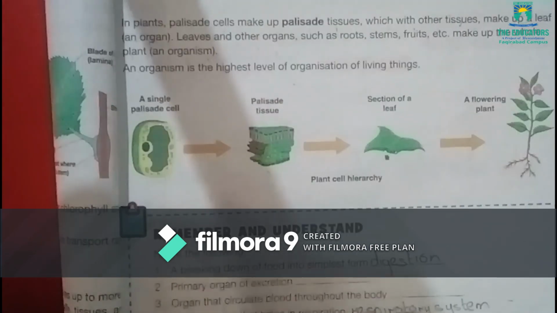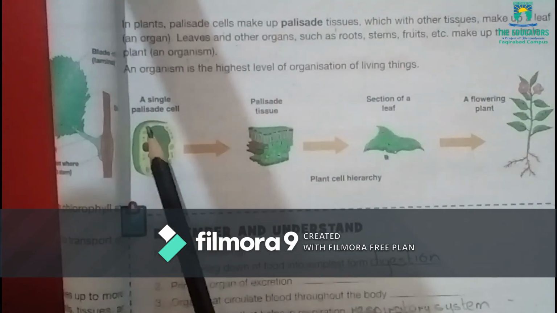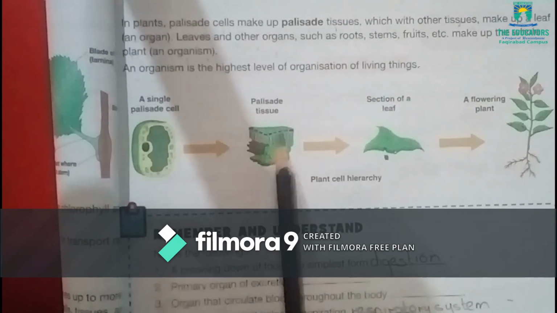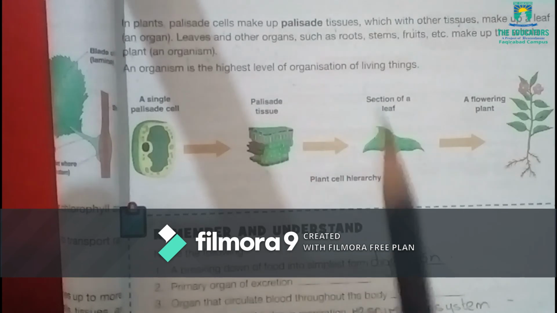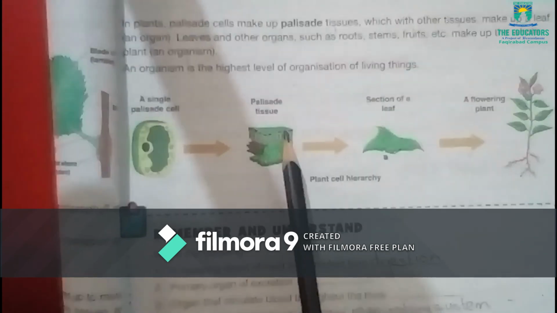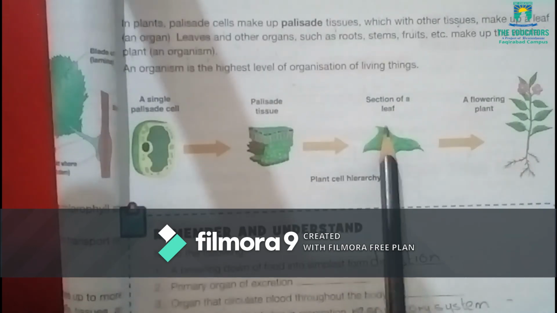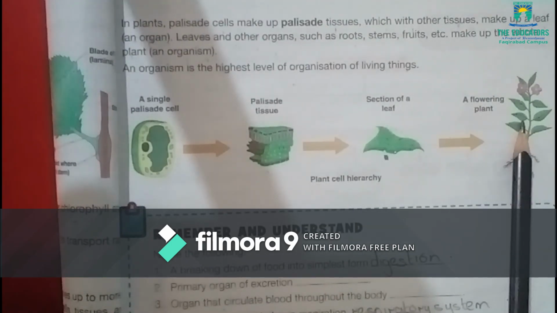Come to the diagram. Here is a single cell. Now this single cell, a group of cells, combine together to form a tissue. These tissues combine together, perform a specific function, and make an organ. Different organs combine together to make an organism.